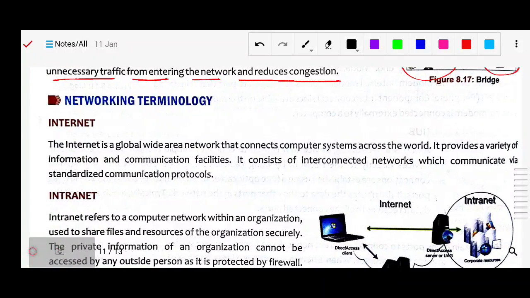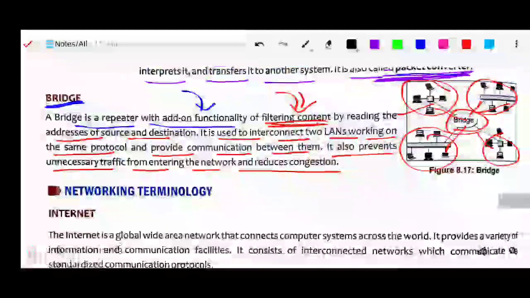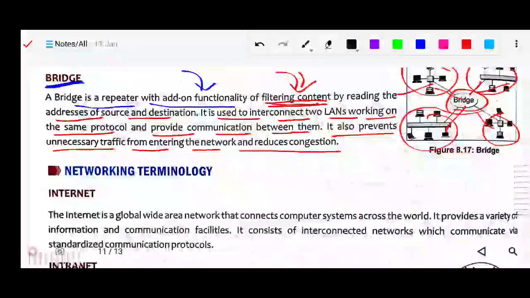So for today's class, up to here only. In the next class we will see networking terminology and also networking topology.